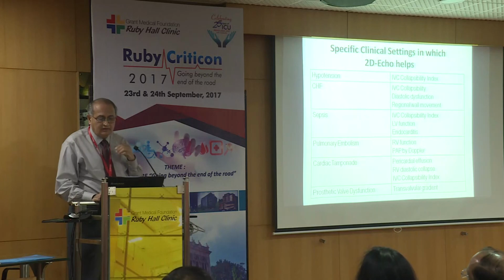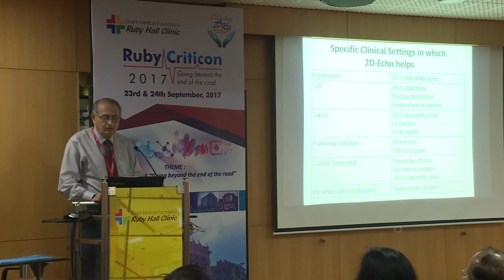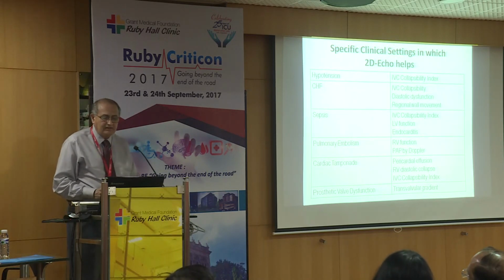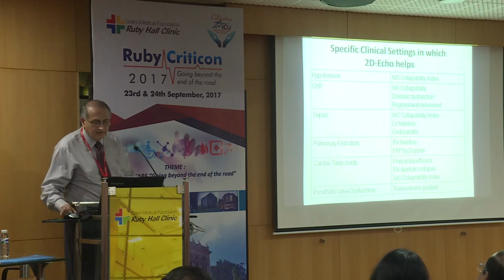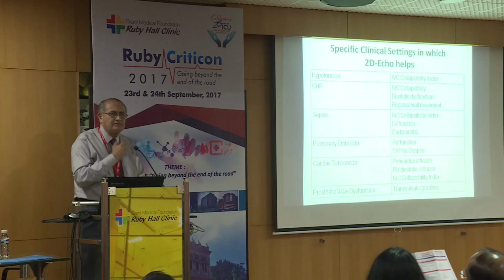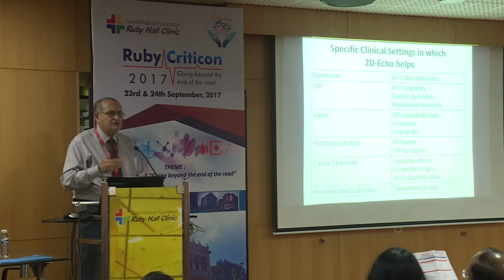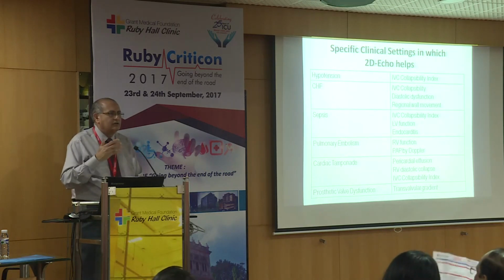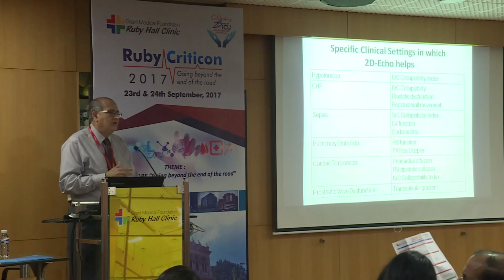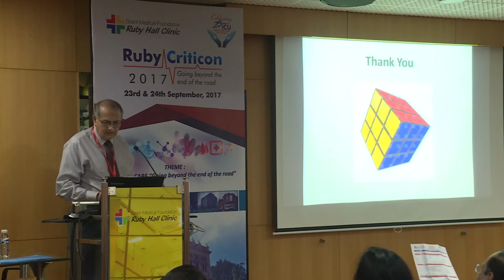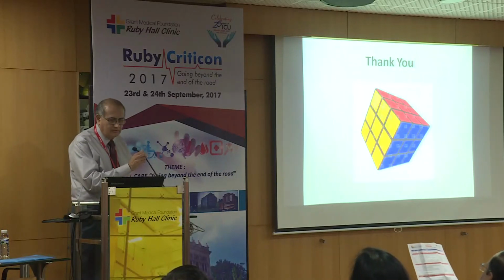Pulmonary embolism, RV function and pulmonary artery pressure by Doppler. Cardiac tamponade, pericardial effusion, RV diastolic collapse and IVC collapsibility once again. And if it is a prosthetic valve dysfunction, you can get the transvalvular gradient. So many things you can learn from a 2D echo. And what the previous speaker talked about, every intensivist should know those 4 points of an echo. I think every intensivist today should be able to handle echo, at least in emergency situations. So with this, I hope I've been able to tell you something around the rounds.